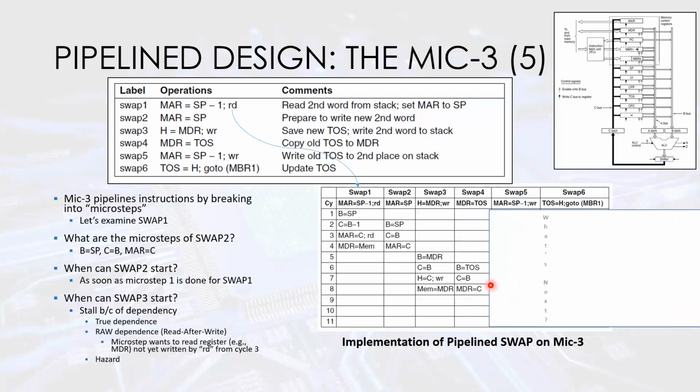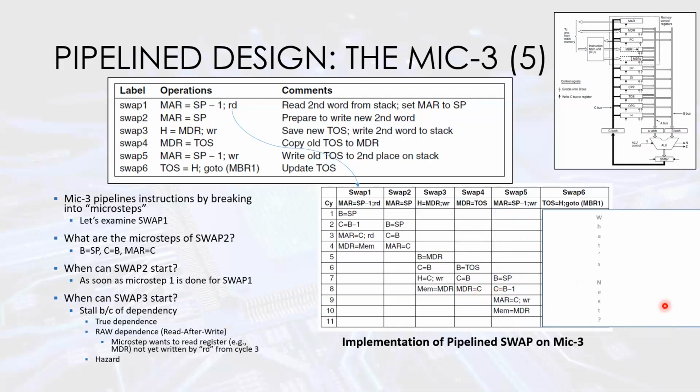Okay, and so then finally swap 4. I don't really have any issues here. I can just do the 3 steps: B equals TOS, C equals B, and then MDR equals C. So you can see MDR is just sitting there for a while. I was writing MDR to memory, but that doesn't matter. It's still staying the same.